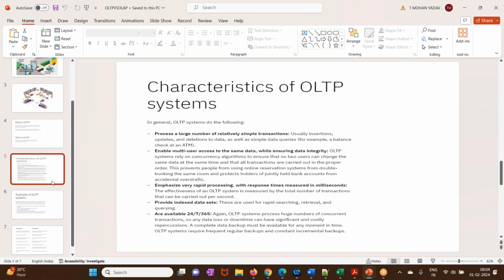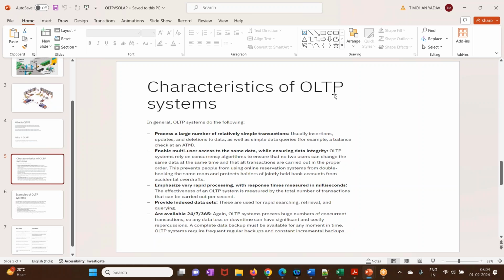The major characteristics of the transaction processing systems are that they can enable a large number of transactions to happen at a time in the OLTP systems. So there could be a lot of people using credit card transactions at the same time, or withdrawing money from the ATM at the same time.